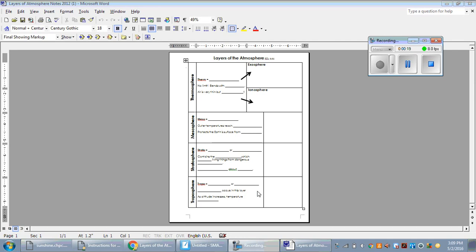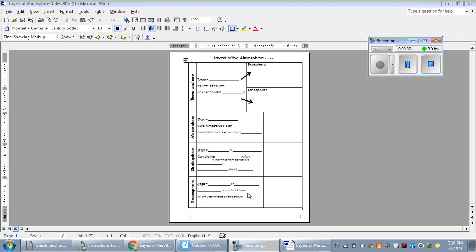The bottom layer where we live is called the troposphere. Then we move up to the stratosphere, the mesosphere, and the thermosphere, which is split into two layers. The bottom part of the thermosphere is the ionosphere, and the top part is the exosphere.